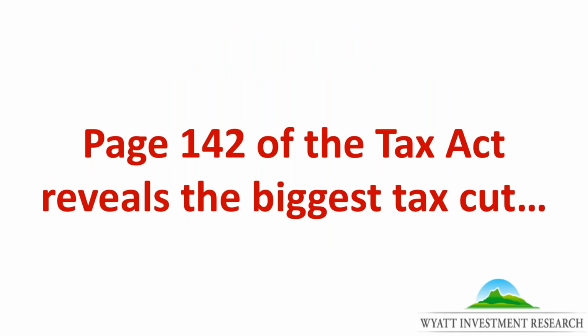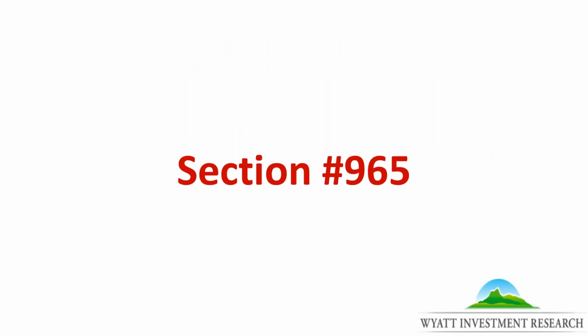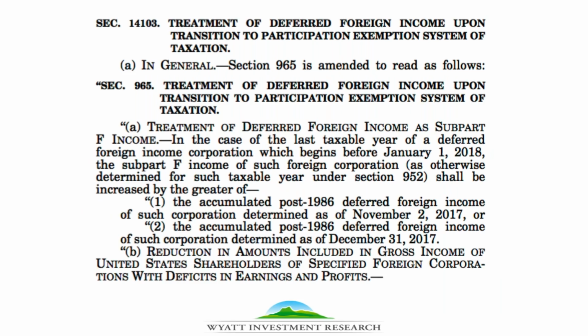And this was buried on page 142 of the Tax Act, which, again, I don't think most people read. But I'll tell you, we did. And what we discovered in Section 965 is what's called the treatment of deferred foreign income upon transition to participation exemption system of taxation. And this was the section which most people, including the financial media, did not bring up. They focused on what it meant for regular Americans and the headline number, which was taxes being cut to 21% for corporations. But they really missed out on this, which I believe is a true gem and huge opportunity for investors.